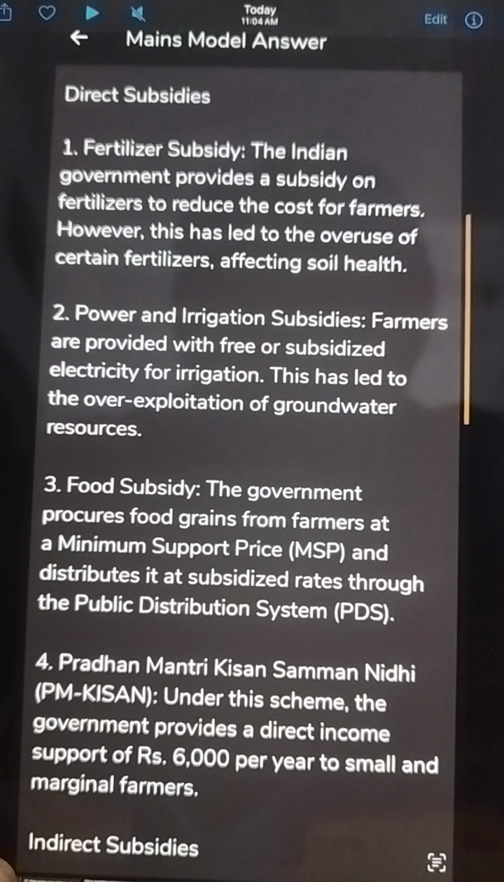Then comes food subsidy. The government procures food grains from farmers at a minimum support price and distributes them at subsidized rates through the PDS. Then comes Pradhan Mantri Kisan Samman Nidhi. Under this scheme, the government provides direct income support of rupees 6,000 per year to small and middle farmers. Then comes indirect subsidies.